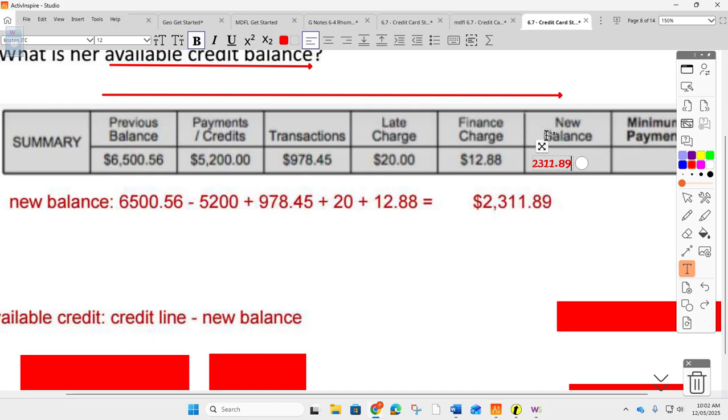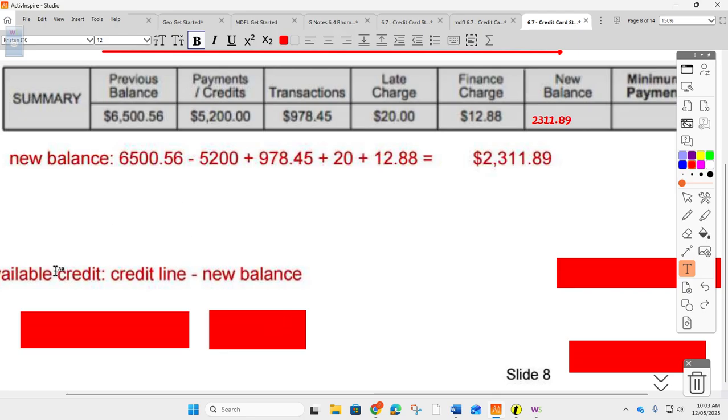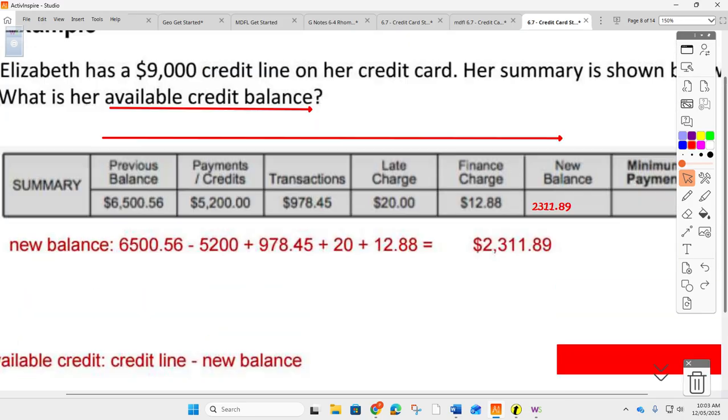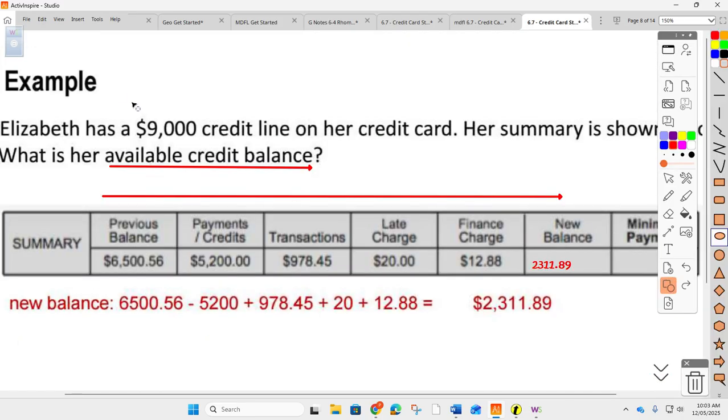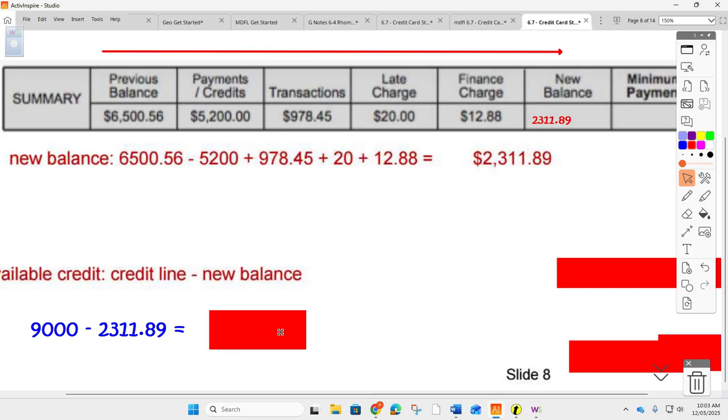The question was not what is a new balance, but we had to find a new balance so we could find the available credit. So now we know it's going to be, what did they tell us the available credit was? So the available credit is $9,000. So it's 9,000 minus 23,1189. So they can spend in the next month up to $6,688.11 and still be within their credit limit.